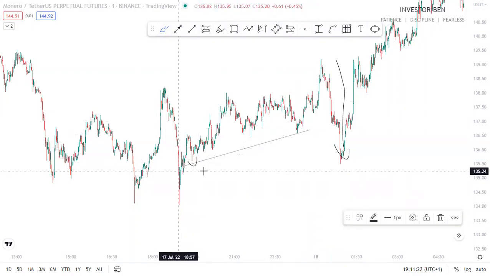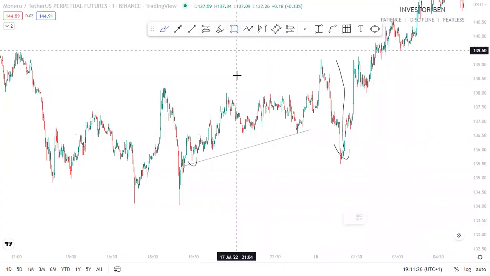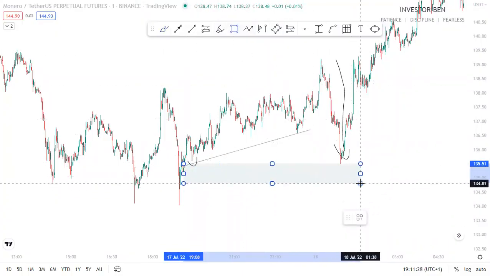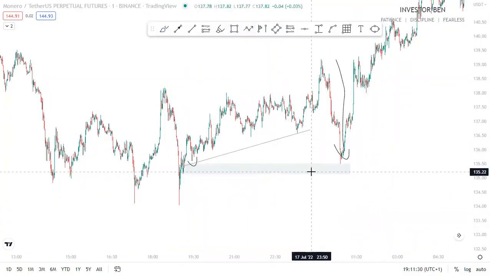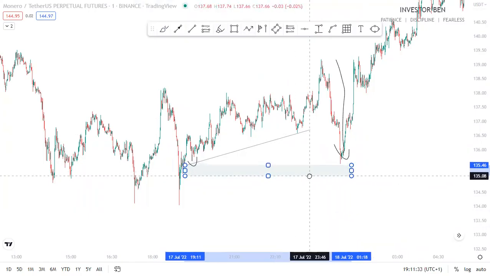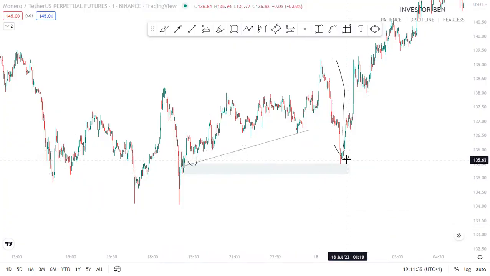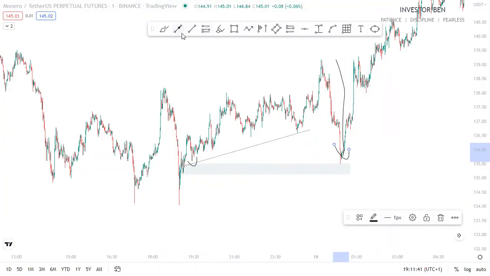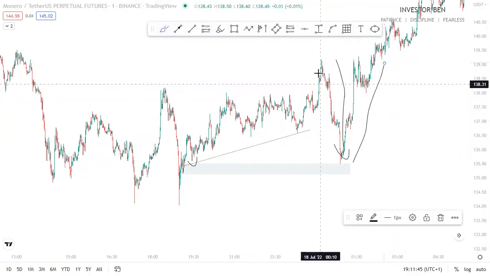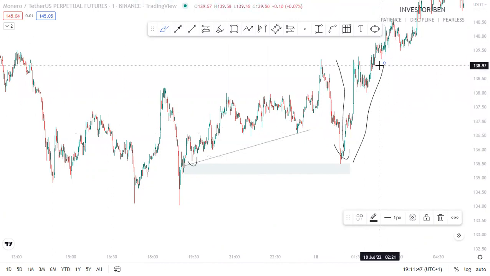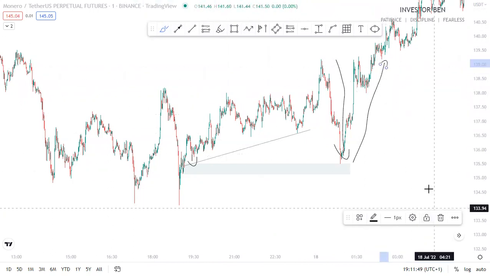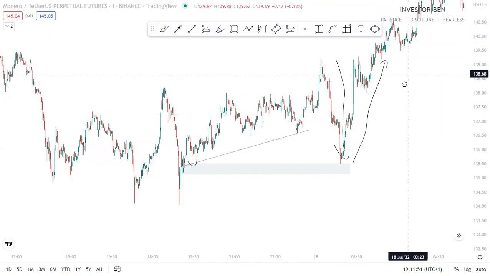And it bought from this POI. There was a valid demand zone at this point for price to buy up from, right? And price bought from there and immediately went to the upside. Price gave an impulsive move. This is a retracement, this is an impulsive move for an uptrend market. So price went up, right?